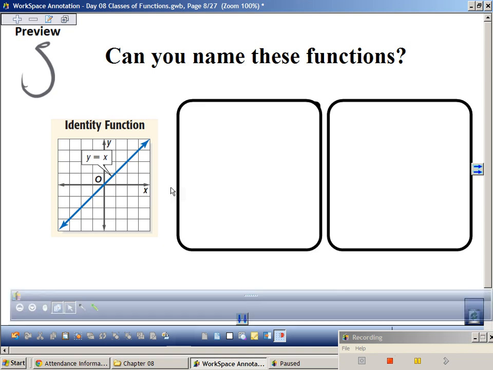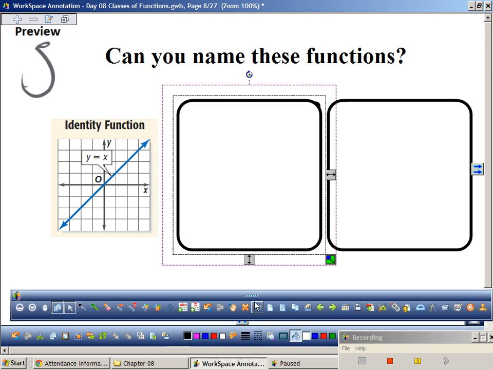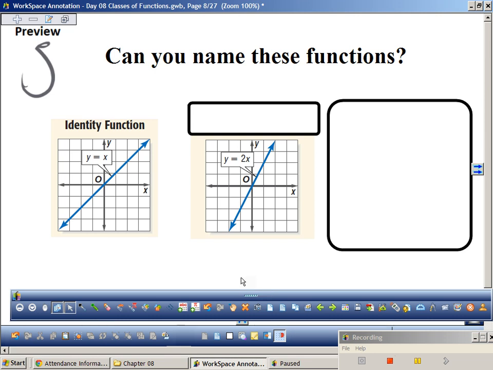When x is 1, y is 1. When x is 2, y is 2. That's why they call it an identity function. What about this one? Double identity. Identity times 2. Hint, we just did it.